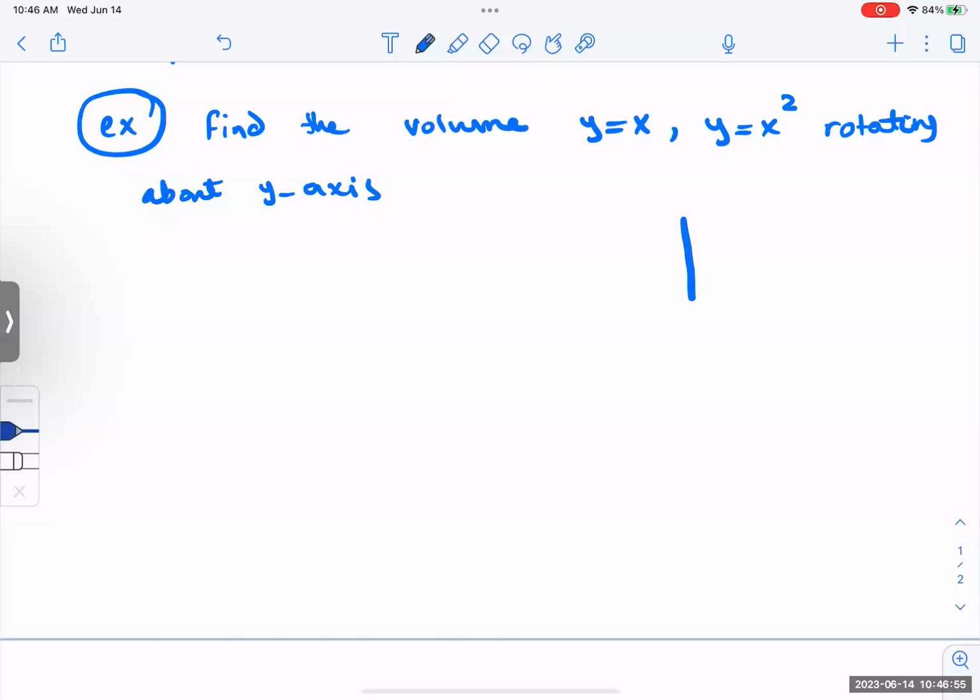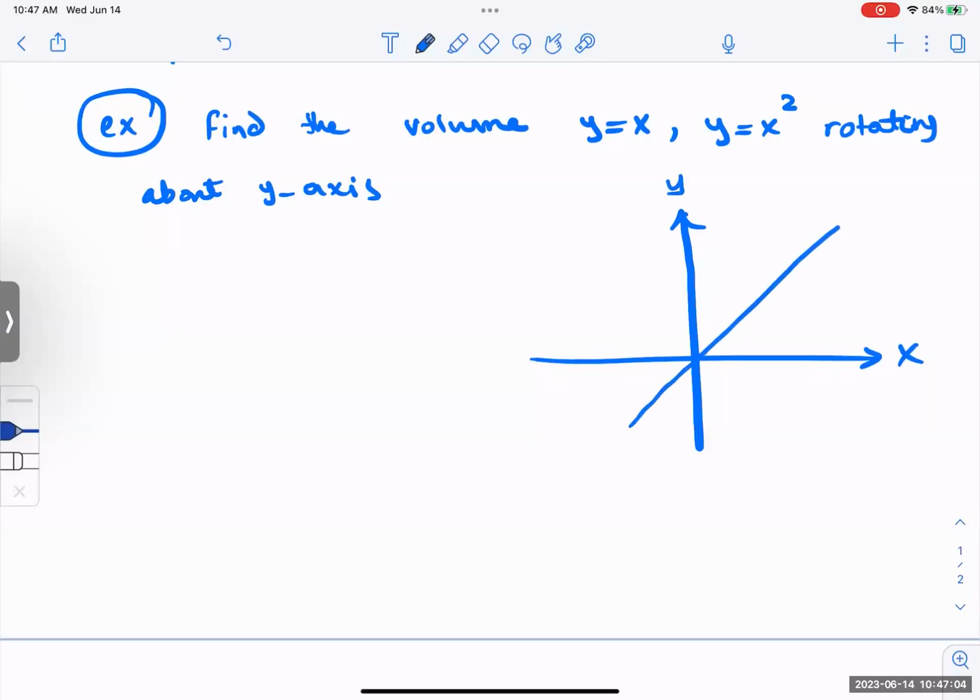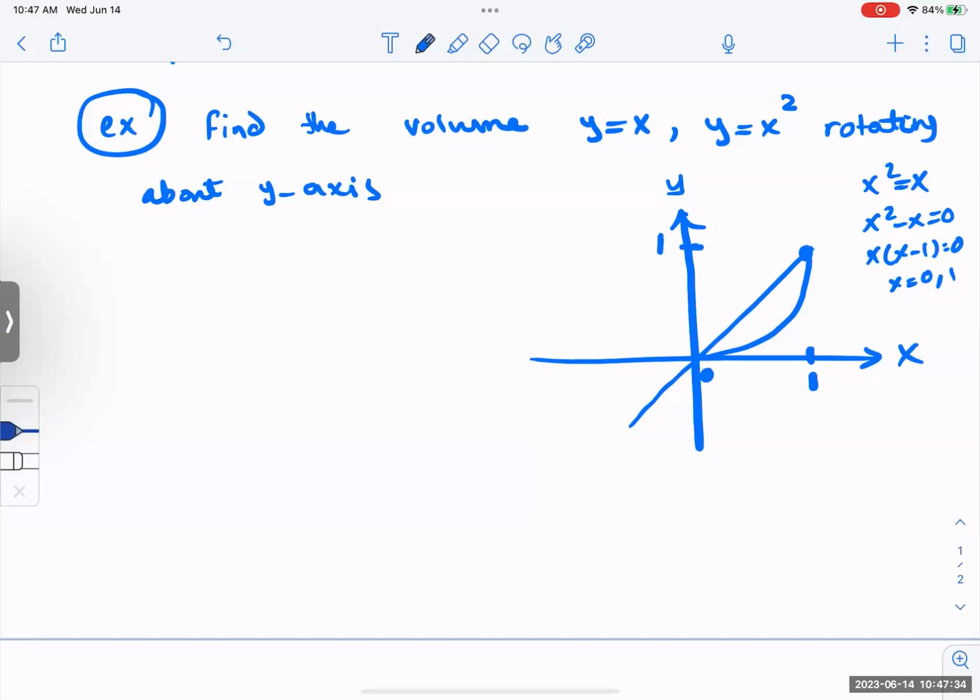Let's just graph it quickly. I'm sure you all know how to graph y equal to x, and y equal to x squared. And here is the intersection. Where are they intersecting? When you put x squared equal to x, bring everything to one side, set it equal to 0, and factor x, then x is 0 or x is 1. So those are the intersections, and the corresponding y values would be 0 and 1, respectively.